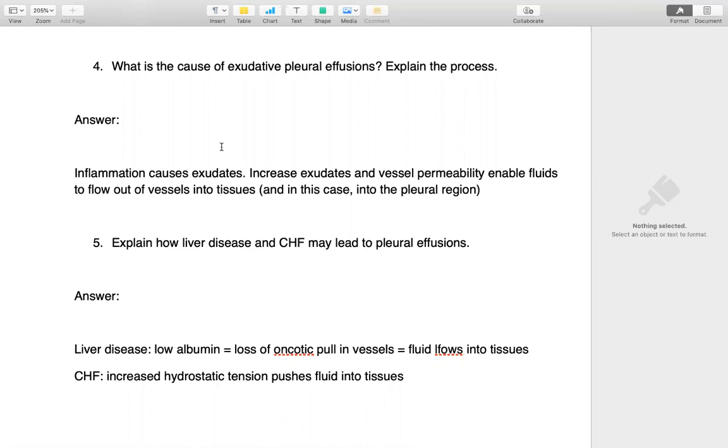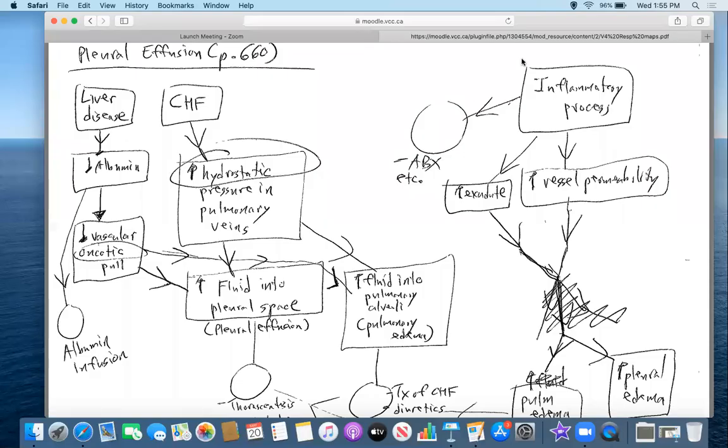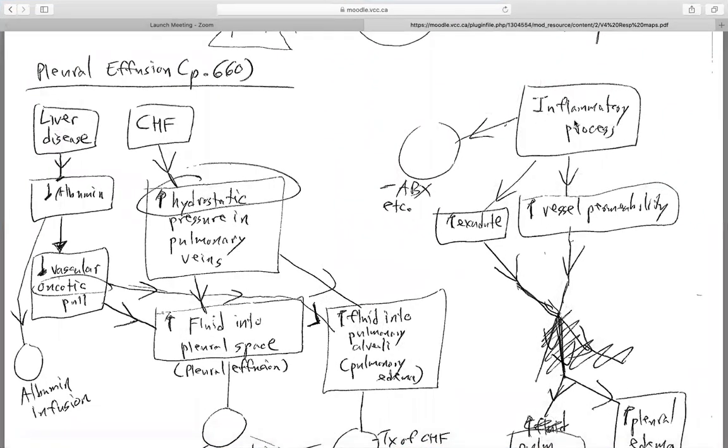The inflammatory process causes increased movement of fluids, cells, eventually cell debris, through vessel permeability to get the fluids to the spot of inflammation. This vessel permeability allows these increased fluids to flow into tissues. And in this case, it would be the pleural region. So on your concept map here, you can see what I've just said basically outlined in pictorial form.